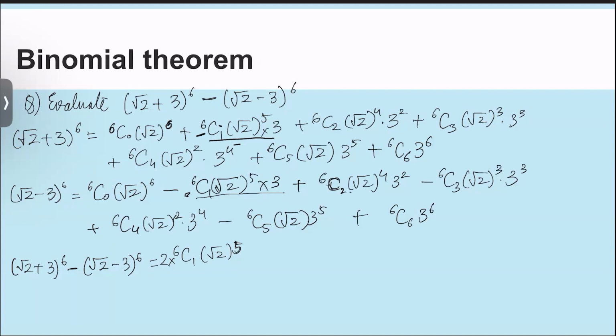Then you write the fourth term. So that would be plus twice 6C3 √2 cubed 3 cubed. Then the next one again gets cancelled, because this will become negative and this is positive, so this will get cancelled. Then you write the next term, 6C5 √2 3 raised to 5, and the last term again gets cancelled. Okay, so this is what you can find.